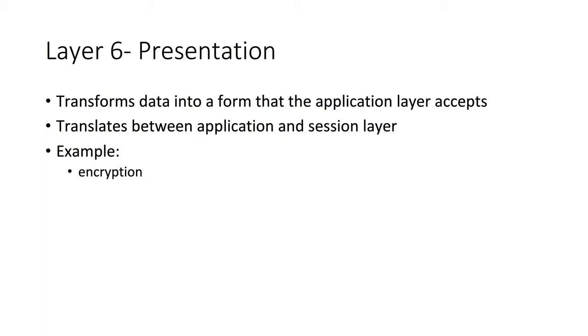Layer 6 of the OSI model is the presentation layer. In this layer, data is transformed into a form that the application layer can accept. The presentation layer resides in between the application and the session layer. Encryption would be an example of something that could be categorized to fall into the presentation layer.